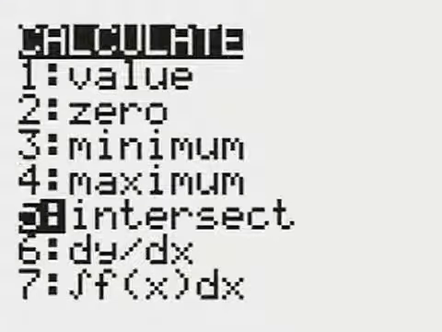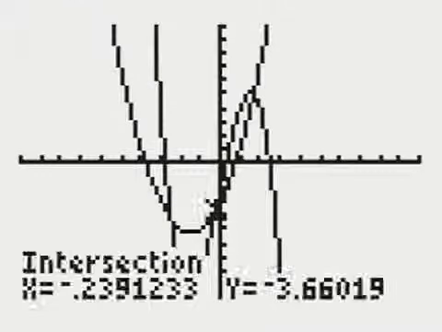We need to repeat that process for the other two intersection points. Go back to the calc menu, pick option 5. First curve, we can just hit enter. Second curve, we'll hit enter. Now for guess, we need to scroll closer to the second intersection point. It's important to make sure that we're really close to that so that the calculator doesn't find one we've already found. Hit enter, and we'll see that the next intersection point occurs when x is roughly negative 0.24. So that's our second solution, negative 0.24.